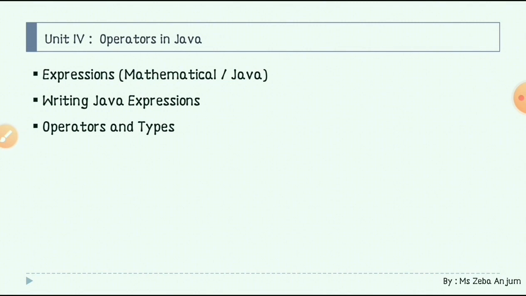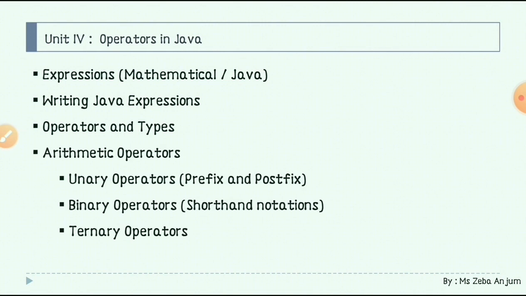And among the types of operators, we will learn what arithmetic operators are. In arithmetic operators, furthermore, divisions are there: unary, binary, and ternary operators. So let us start with the first one, that is expression.